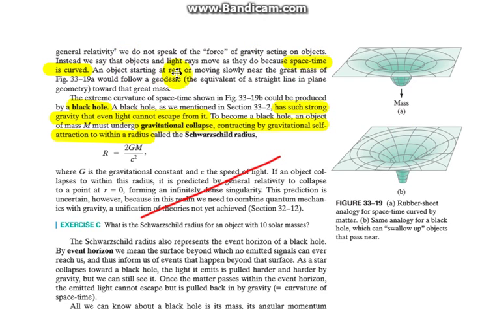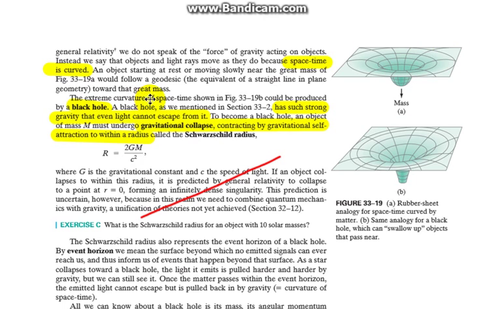Instead, we say that the objects and light rays move as they do because space-time is curved. An object starting at rest or moving slowly near the great mass would follow a geodesic, as I mentioned, a straight line path. According to you, if you're on a plane, but actually it's a curved path, so the equivalent of a straight line in plane geometry towards the great mass. The extreme curve, now, of course, a planet wouldn't quite be this curved. This is more of a visual picture of what we would perceive a black hole to look like.